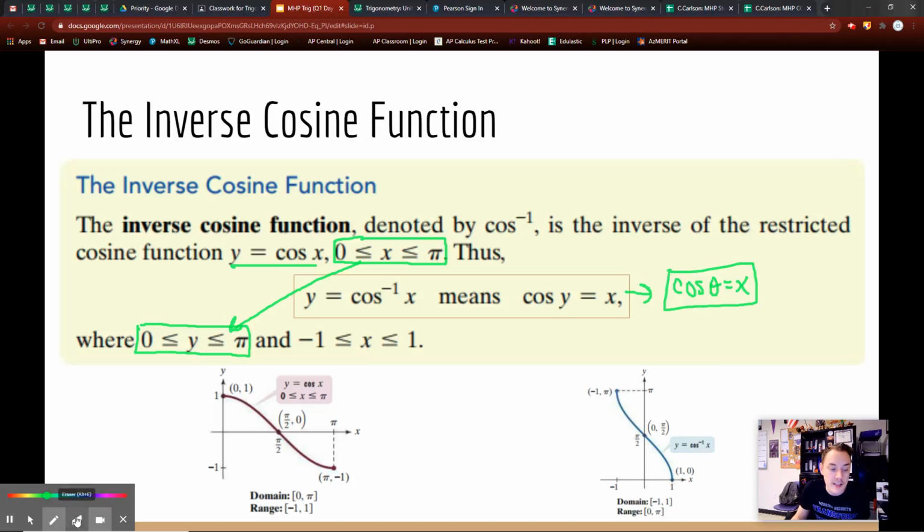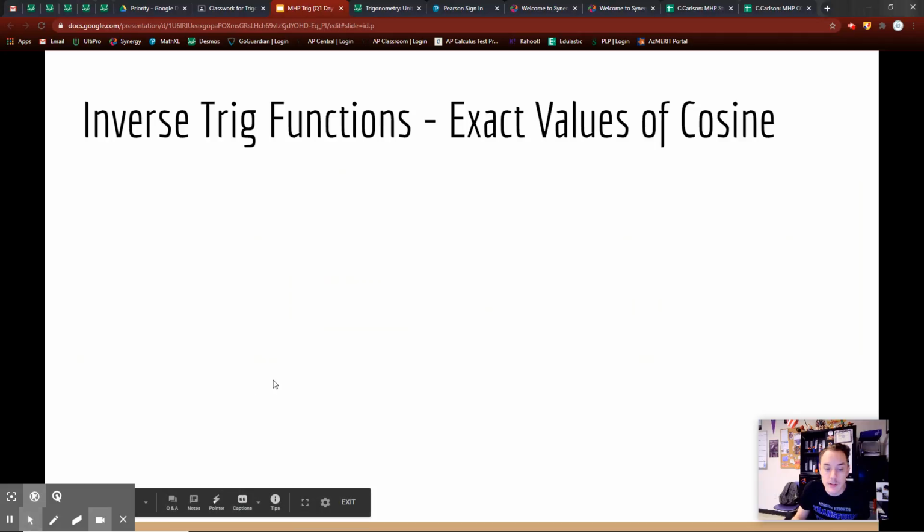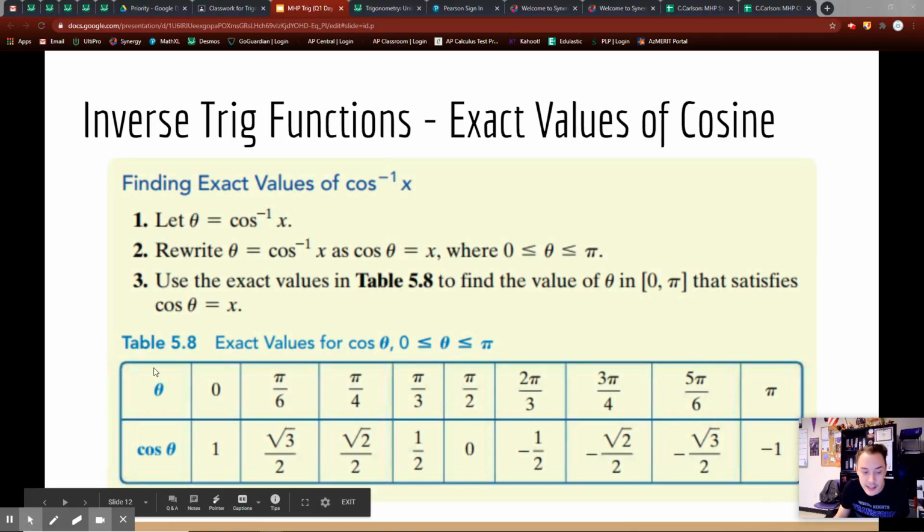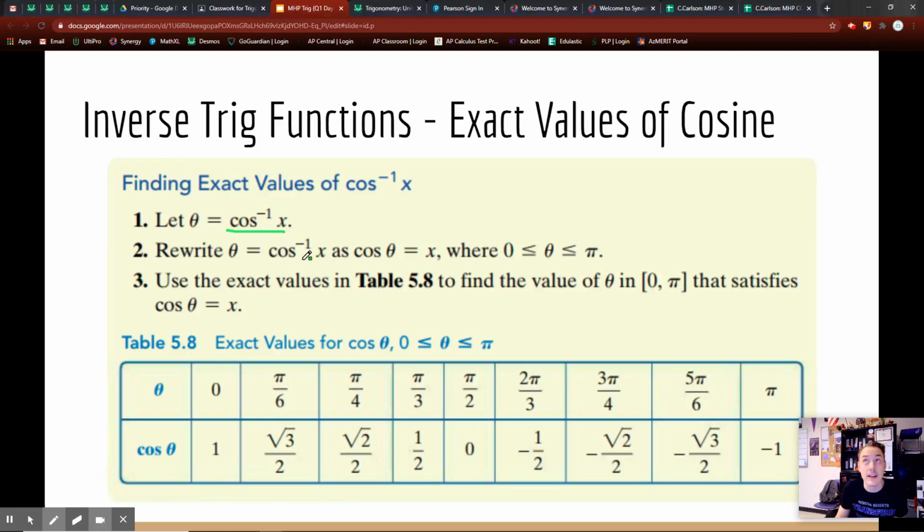So let's erase. Let's go to a couple examples after I give you the table. So this is your table right here. Okay, this is the table that we're going to be using. Same exact thing right here. Theta equals inverse of cosine of x, which means cosine of theta equals x. Now this right here is my range. Okay, this is my range now.